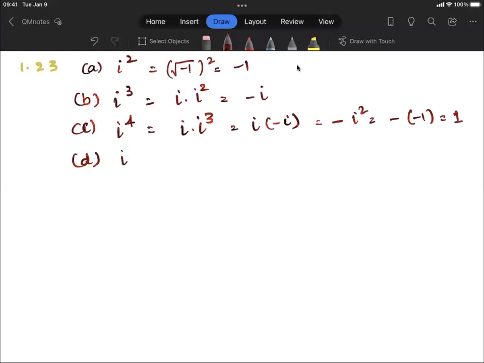I have i star times i. The star here refers to the complex conjugate. So the complex conjugate of i is just -i times i. It's going to be -i squared, which is just 1.